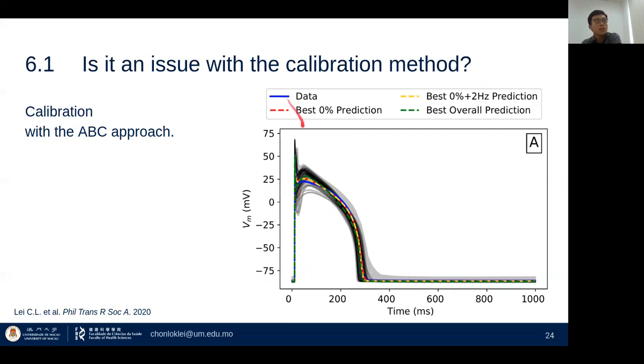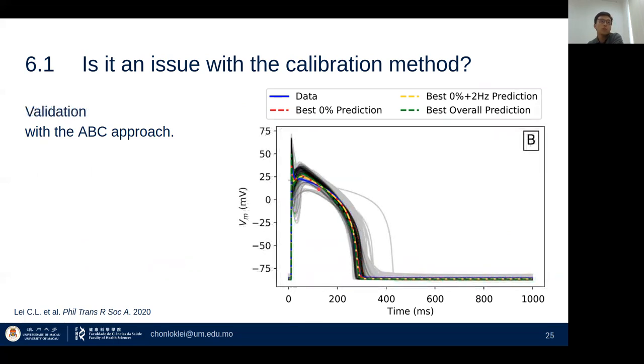With this ABC approach, this is the calibration result. The data is showing the blue line, and the gray or black lines are the accepted parameters' predictions in this calibration process. You can see they're all very close to the blue line. And then when it comes to validation, which is the 2 Hz pacing data, it is still showing very good predictions for the parameters found, which is still acceptable usually.